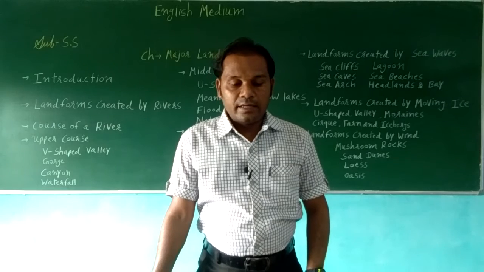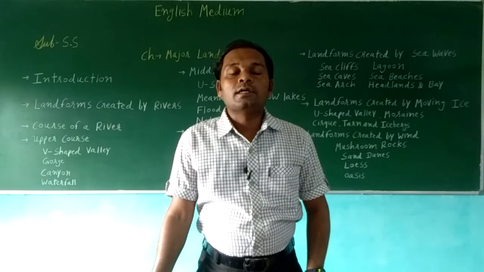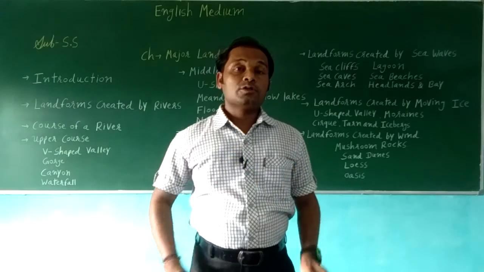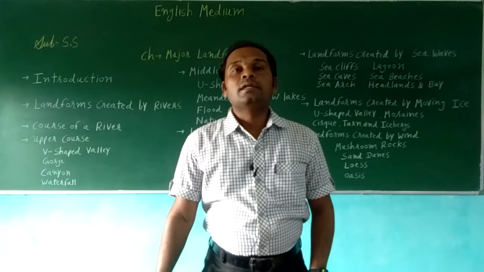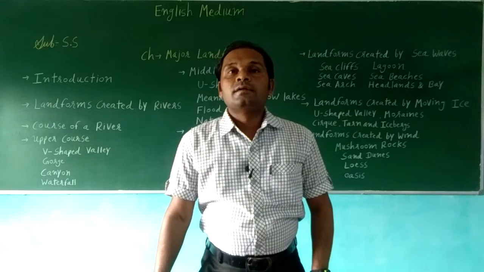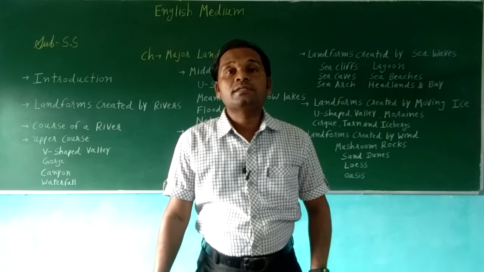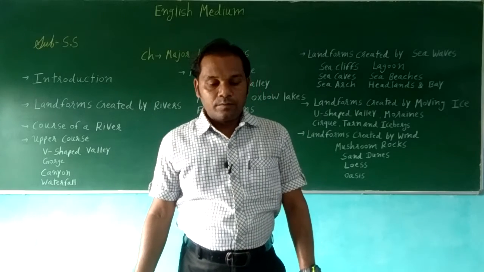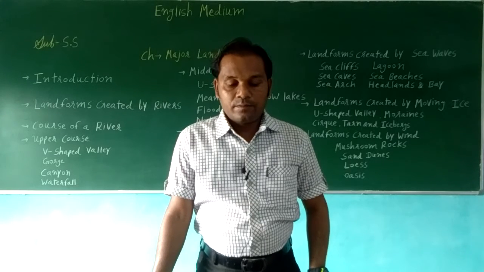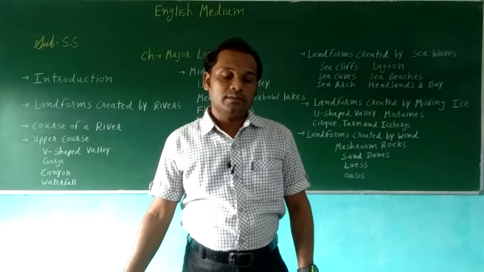Here the land is steep with a slope, and the river carries a less amount of water, so it flows like a narrow stream. Then there is the V-shaped valley. These flowing rivers form a V-shaped valley, narrow and deep with steep sides. When the river erodes the rock sideways, a V-shaped valley is formed.